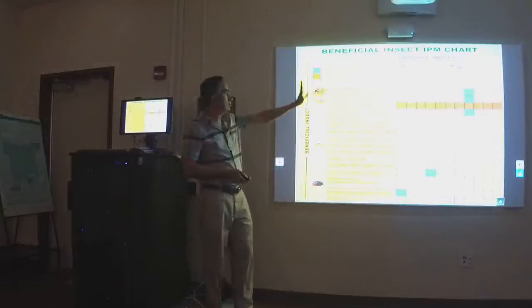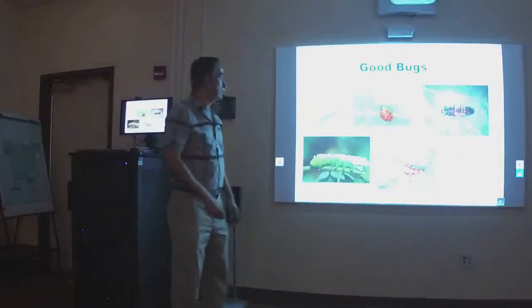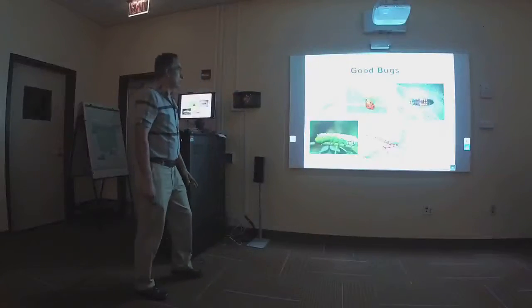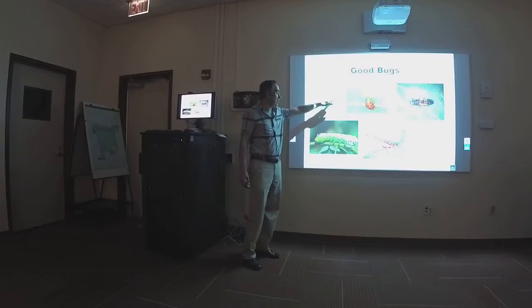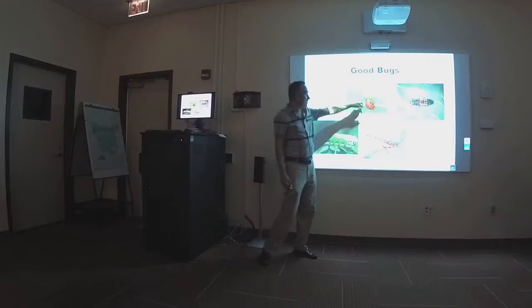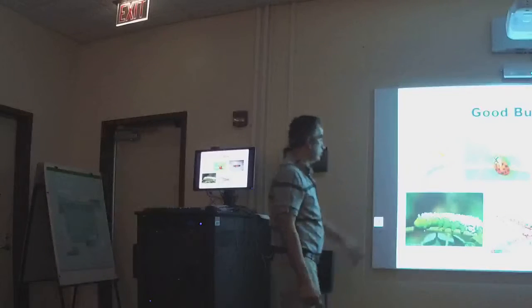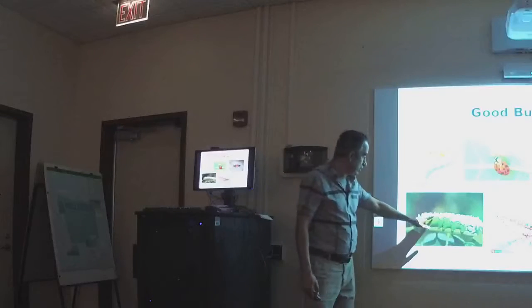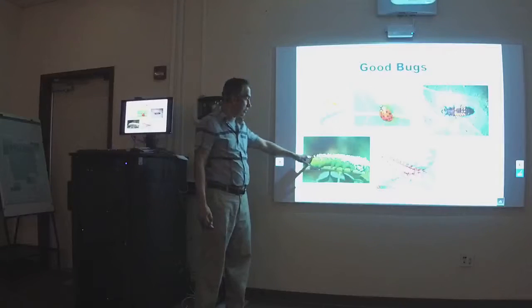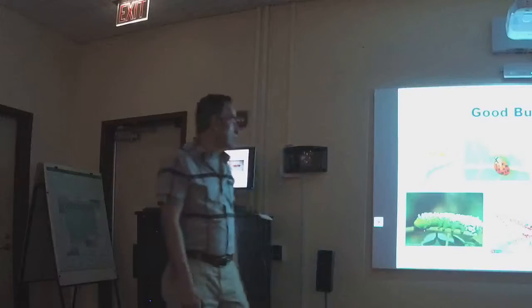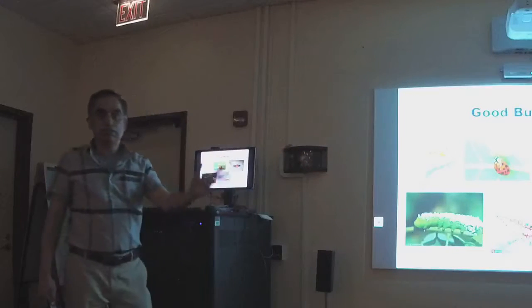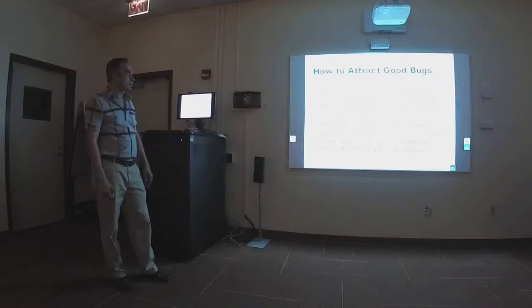But anyway, I'm giving you a chart of what they can do. So what do the good bugs do? The wasp, they lay eggs into the caterpillars. Ladybugs eat eggs, and so on. And this is what happens when they lay eggs. Their babies come out of those caterpillars. So if you see a wasp or a bee, let them be there.